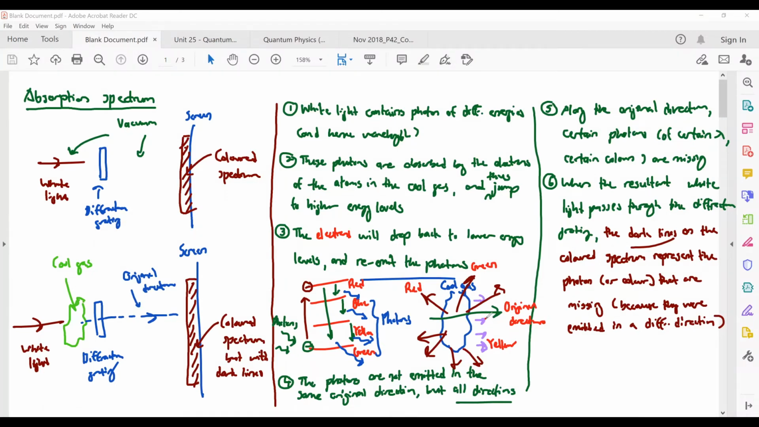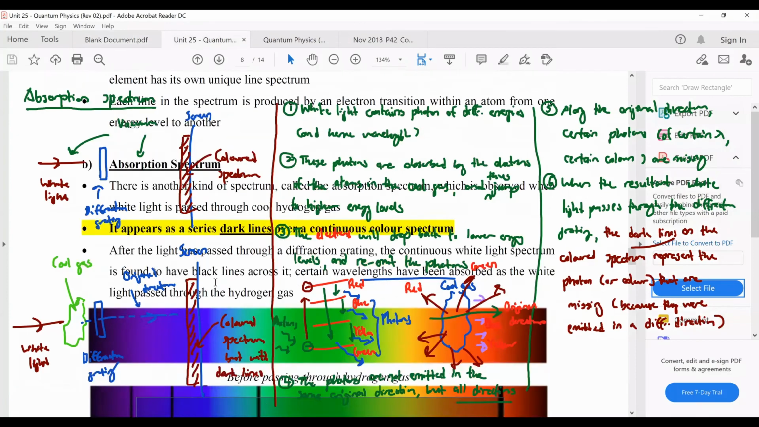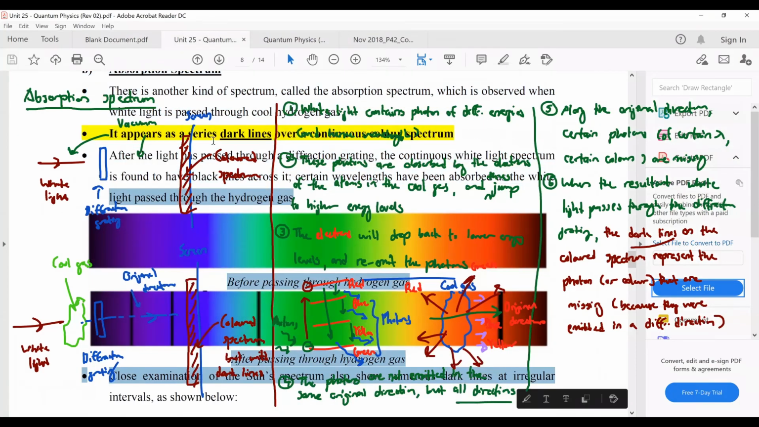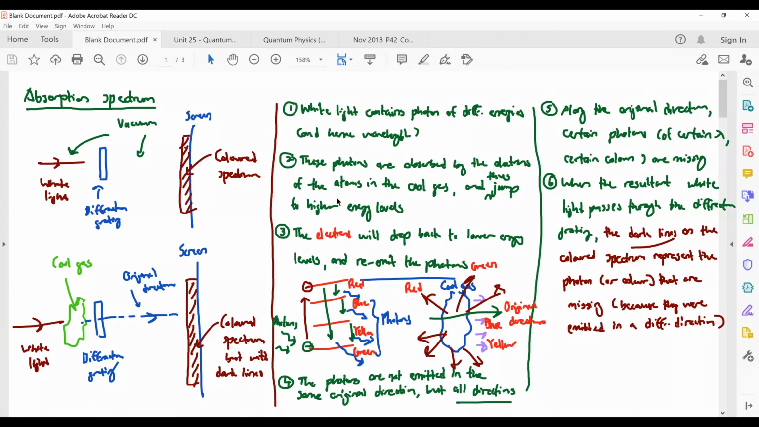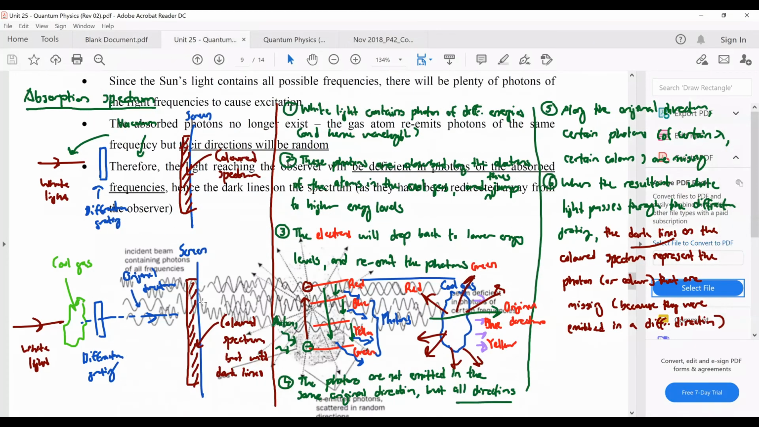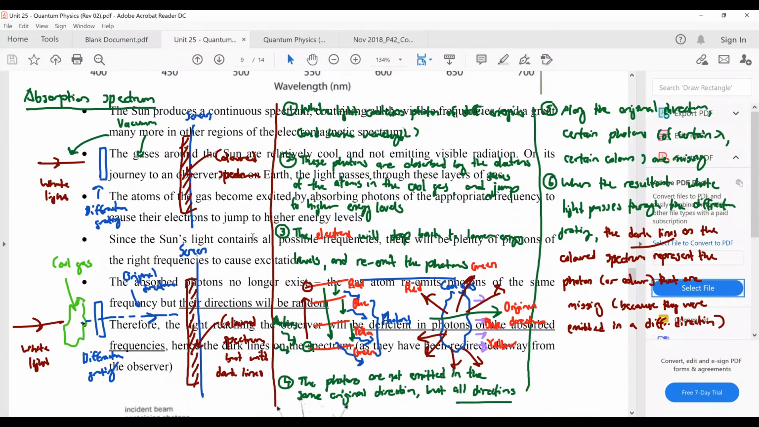The dark lines are due to the fact that your photons re-emitted are not in the same direction. They were emitted in all possible directions in the first place. So this little thing that is here is describing this case. The other part after these notes is talking about light from the sun passing through cool gas before hitting the earth, and if you run that light on the earth you see dark lines on the color spectrum. It is still based on the same concept.